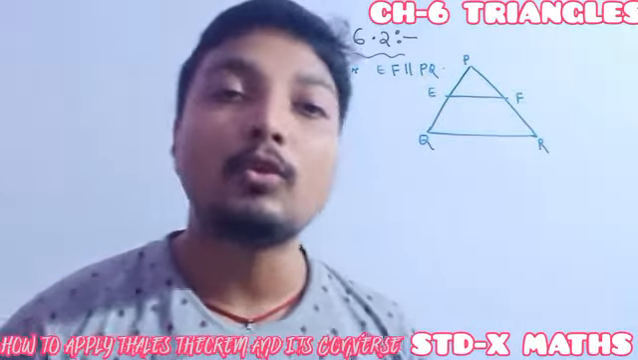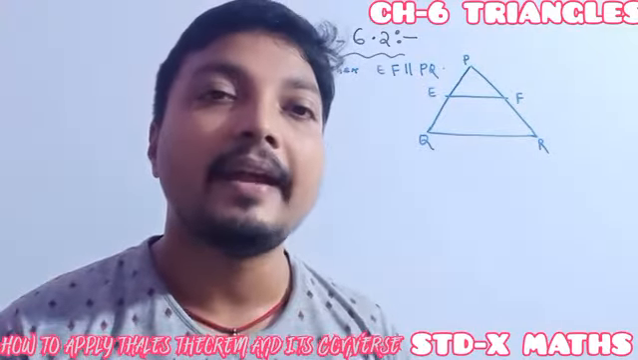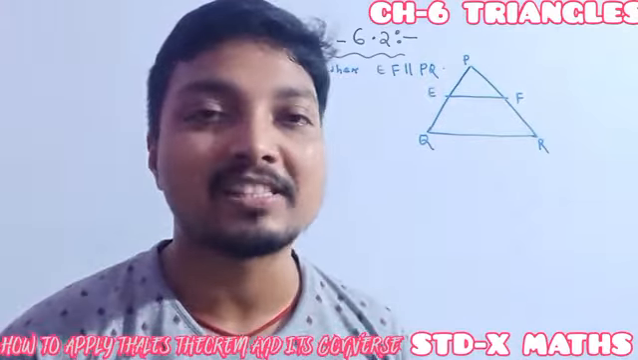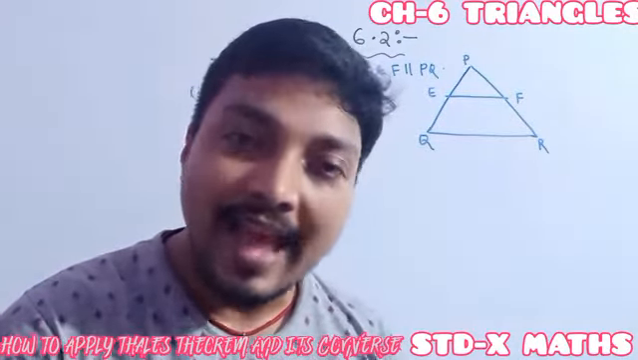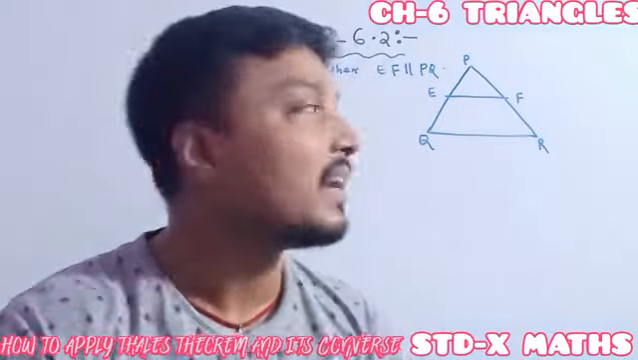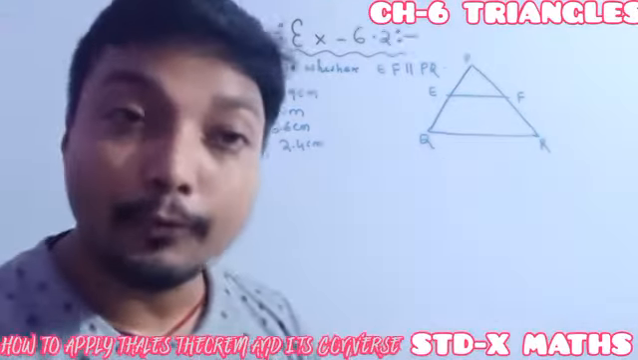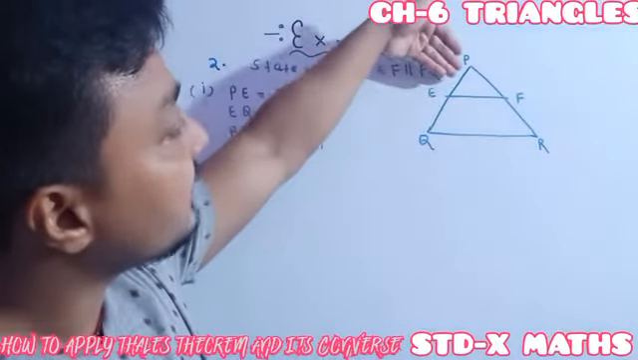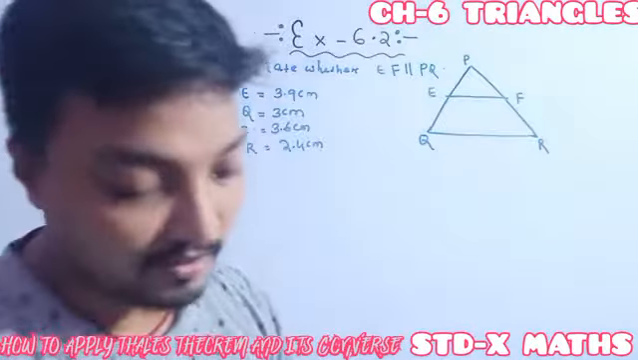To be parallel, 100% the ratio must be the same. It means it is the application of the converse of the Thales theorem. Previously we did the application of the Thales theorem, but in this question you have to prove that this one is parallel to this one. So before that we must show whether this one divided by this one is the same as this one divided by this one or not.